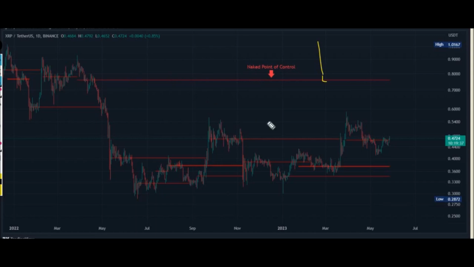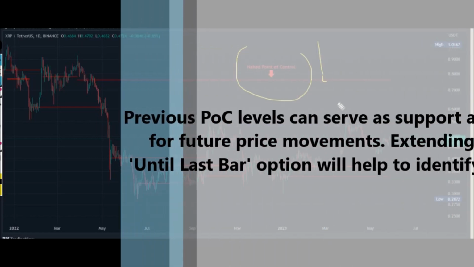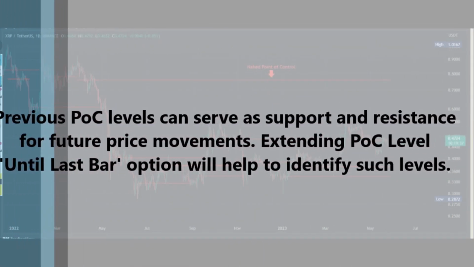And as well, when you extend this point of control, you can choose until bar crosses or until bar touch, which helps you identify the naked point of control. So basically, what you're supposed to understand about the naked point of control is that it's a previous point of control that has not been traded. And I would love us to note that previous point of control levels can serve as support and resistance for future price movements.